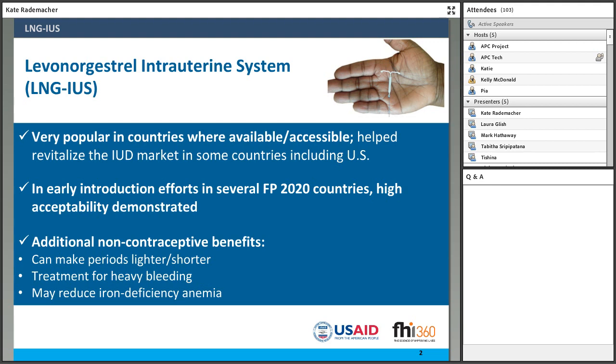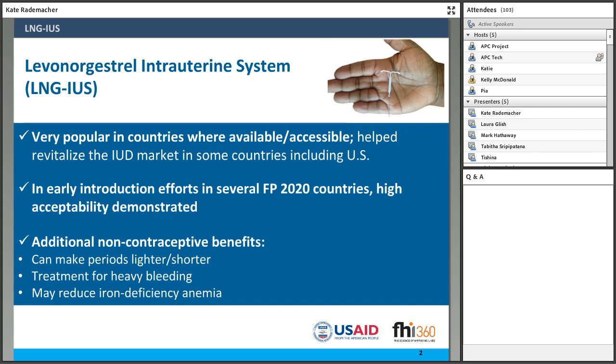As Mark described, the LNG-IUS is a highly effective contraceptive method that has been popular in countries where it's available. In addition, it has important non-contraceptive benefits, including reduction of menstrual cramps and blood loss, fewer side effects compared to some other hormonal methods, and possible alleviation of anemia in some populations. And all of these attributes could potentially provide substantial benefits to women in FP2020 countries.